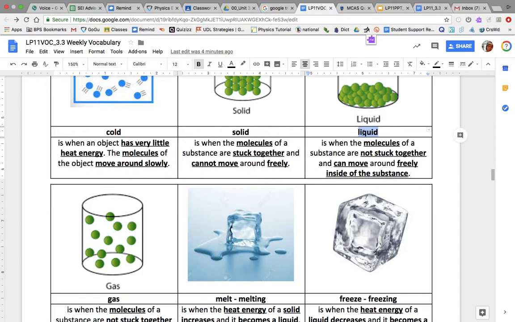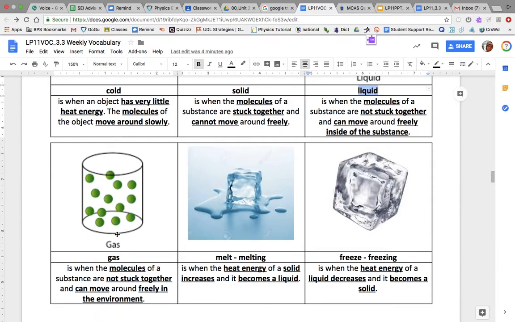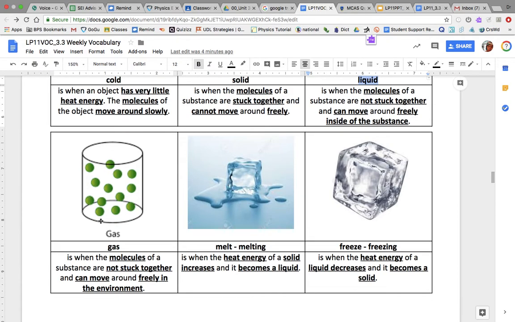And this is liquid. And when you give a liquid more energy, it becomes a gas. So I want you to say gas. And a gas is when molecules are not stuck together and they can move freely in the environment. So they don't need to be close to each other. They can actually move out into the world and move around anywhere they want because they have a lot more energy now, so they can move with kinetic energy freely.